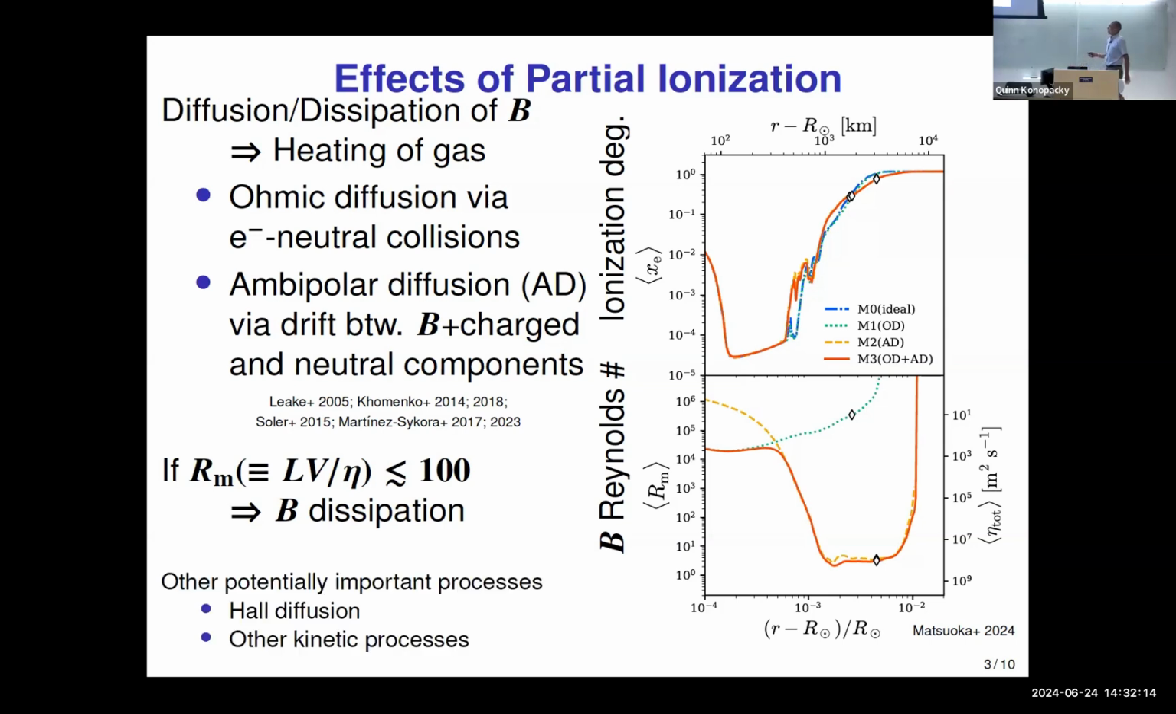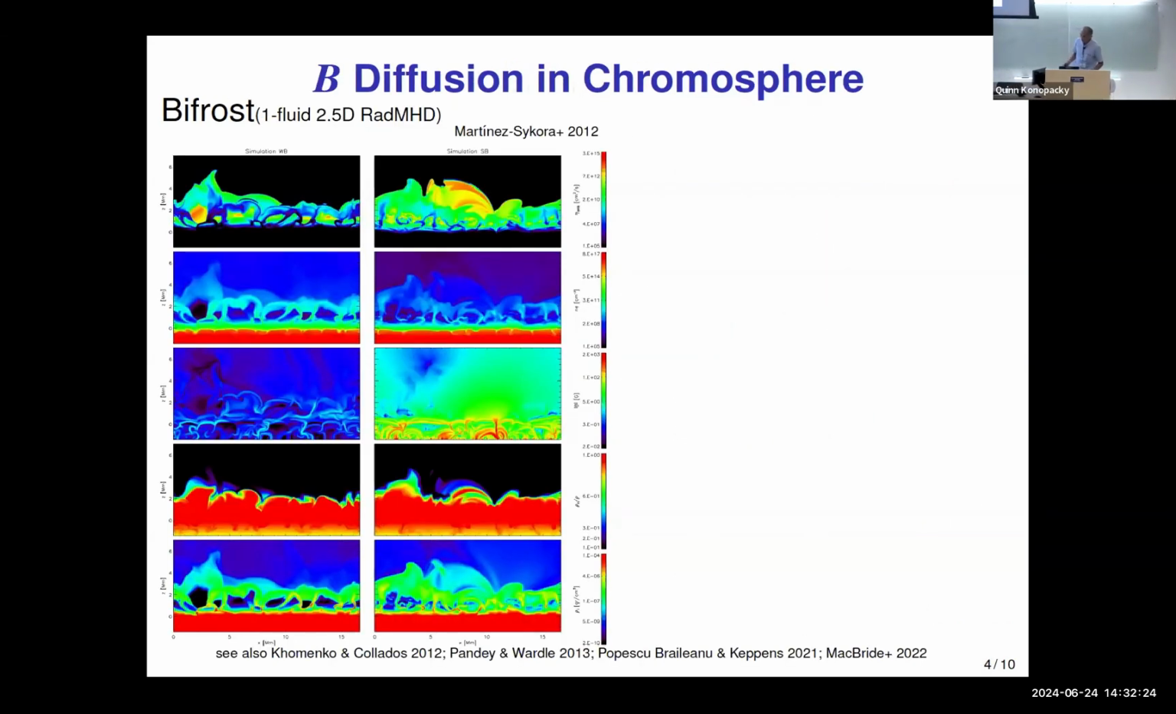Of course, there are other potentially important processes like diffusion or kinetic processes, but in today's talk, I would like to ignore these effects. Previously, many works have been done by multiple groups. This is the result of a simulation, in this case one-fluid MHD, and the effect of non-ideal MHD is included mainly by ambipolar diffusion.